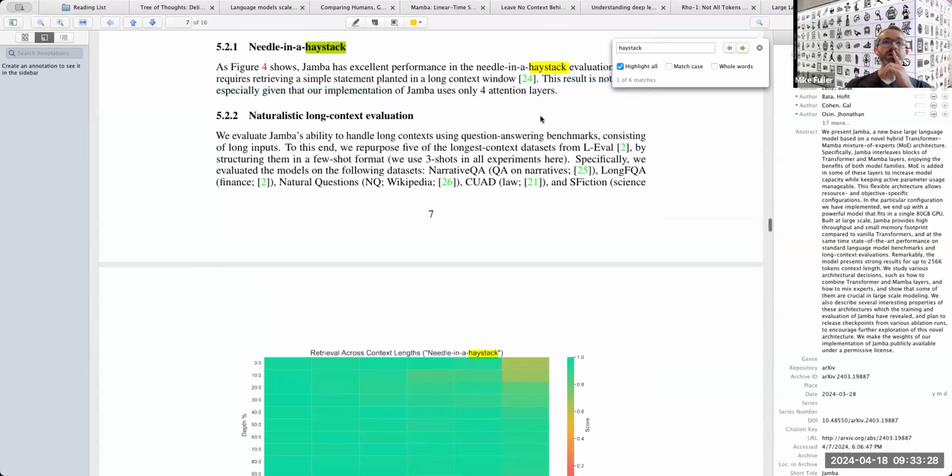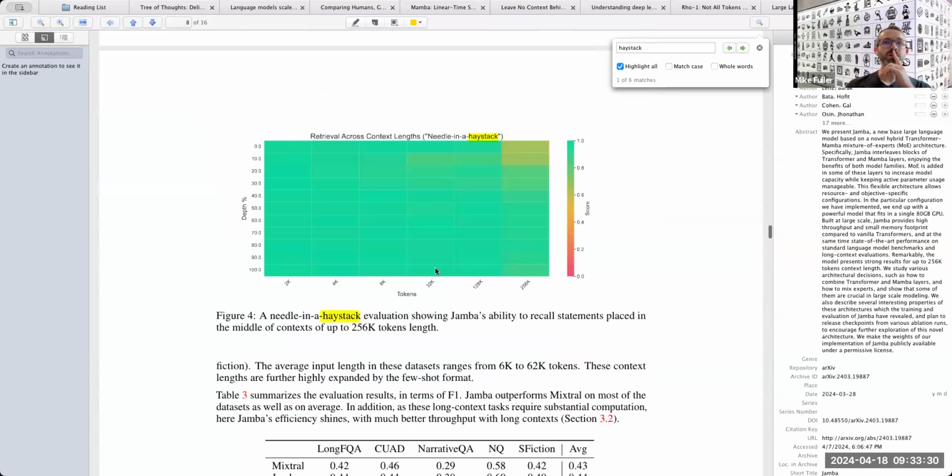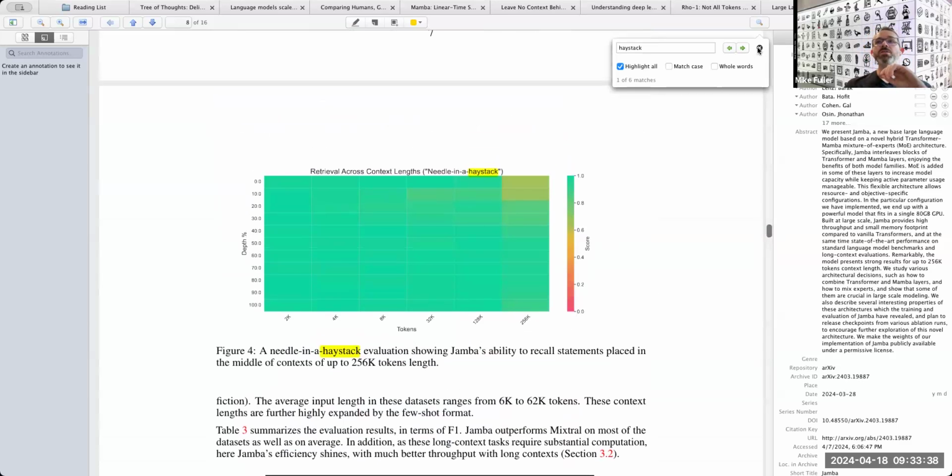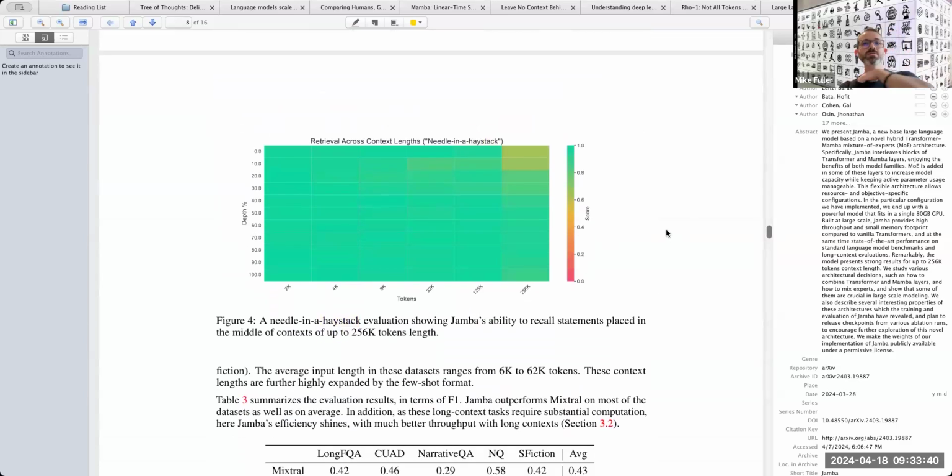They only used 4 attention layers and achieved this across 256K, which is pretty good, I'd say. Not perfect, but pretty good. So if you need absolute recall, the transformer still beats it. And maybe someone's done more work on this, I'm not quite sure. But as I say, that's the trade-off essentially.